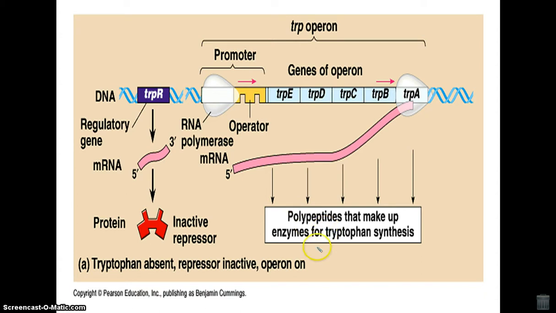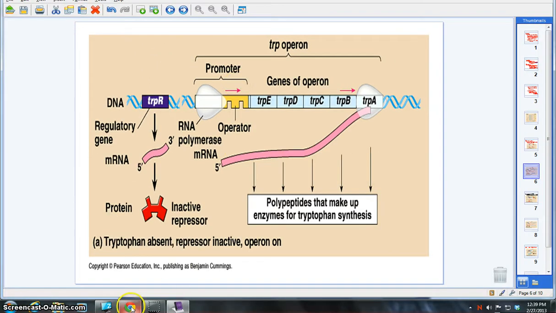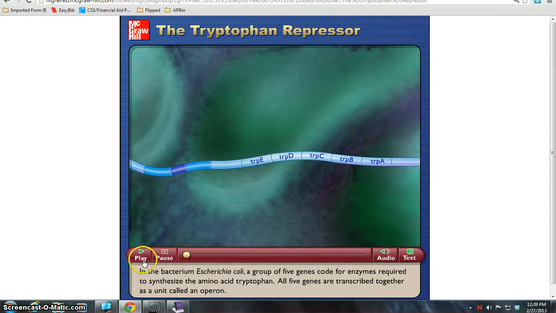Now, if tryptophan levels go up, the repressor will become active. It will bind to the operator, and RNA polymerase will be blocked, and we won't make any more tryptophan until it's needed. So, real quickly, here is a video that will explain how that all works.